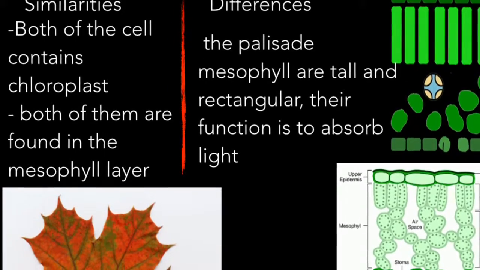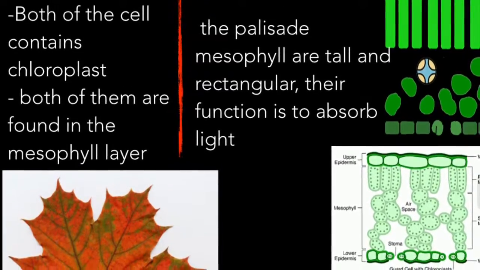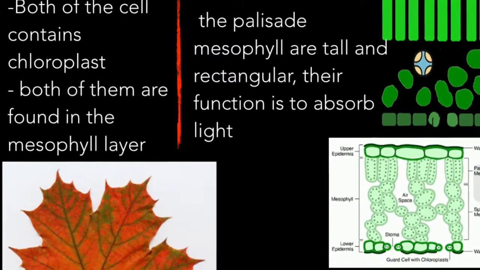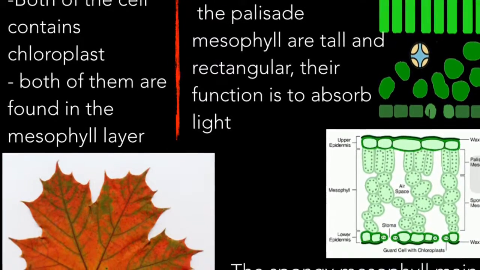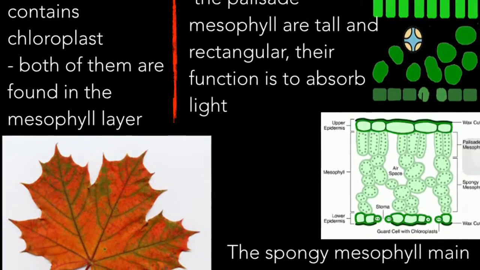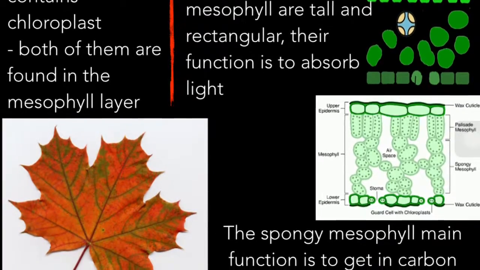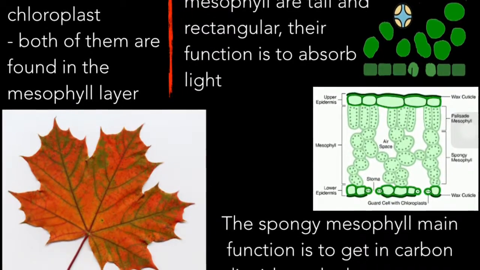Similarities. Both of the cells contain chloroplasts. Both of them are found in the mesophyll layer. Differences. The palisade mesophyll cells are tall and rectangular. Their function is to absorb light. The spongy mesophyll's main function is to take in carbon dioxide and release oxygen.